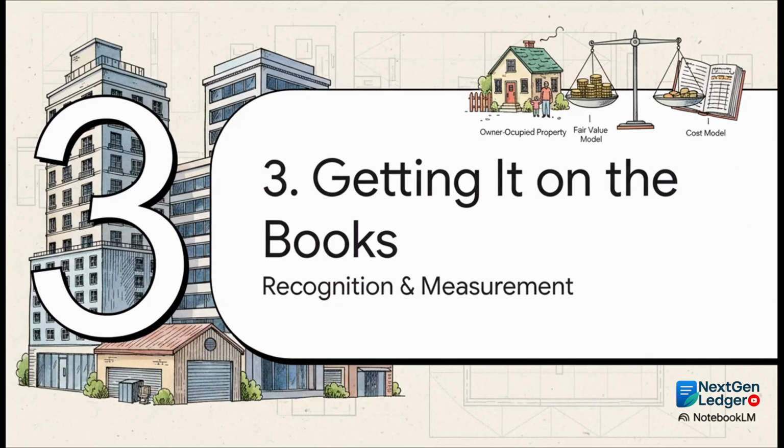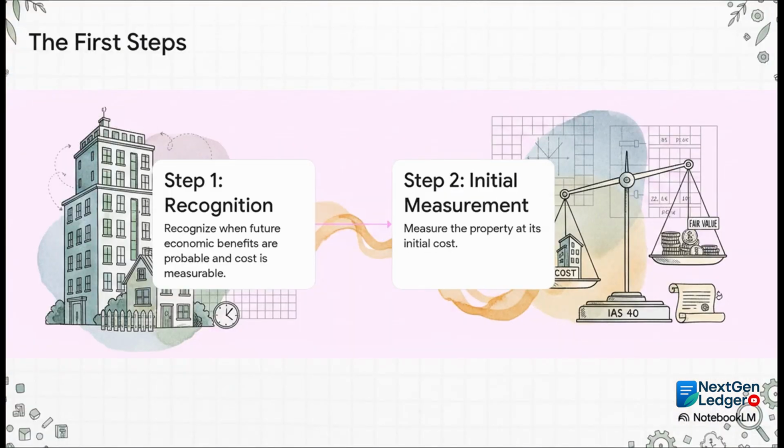All right, so we know what an investment property is. The next logical question is, how do you actually get it into your financial records? Well, it's a two-step process. The first step is recognition. Basically, you have to be confident that you're going to get some economic benefit from it in the future, and you have to be able to reliably figure out what it cost you.